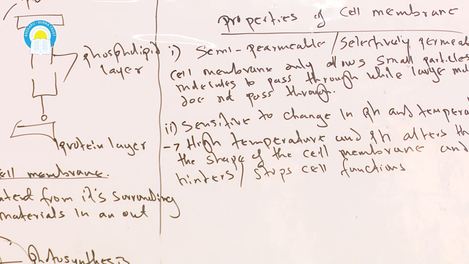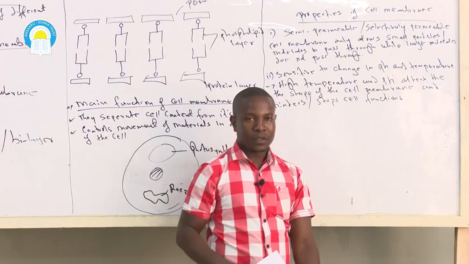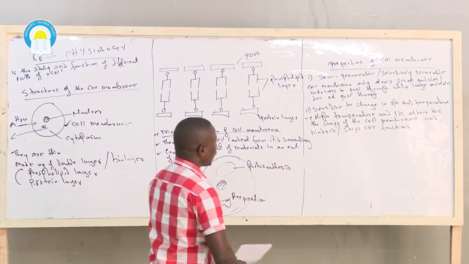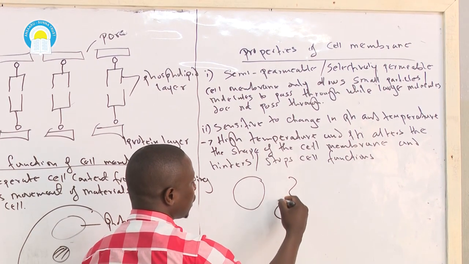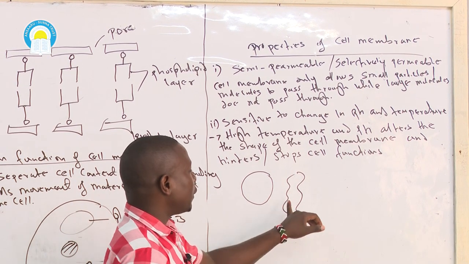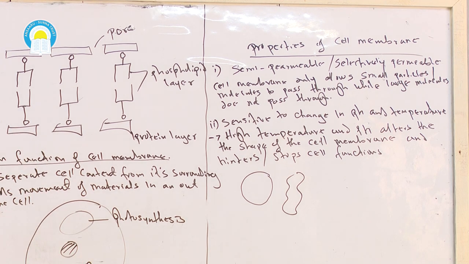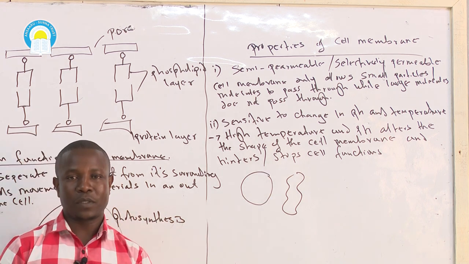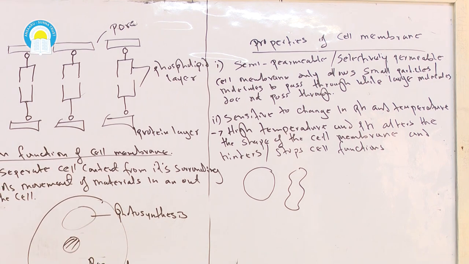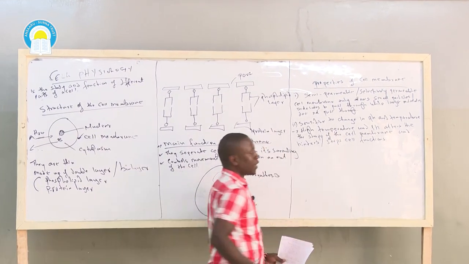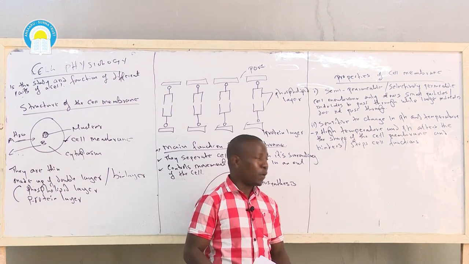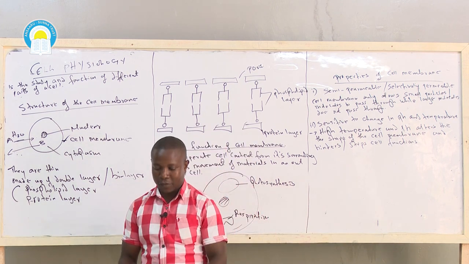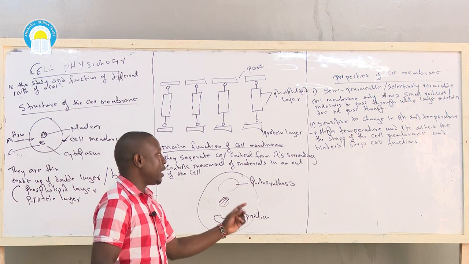When the cell membrane structure is deformed, it changes the shape. For example, if this is the actual shape of our cell membrane and you subject it to high temperature, it becomes flaccid or crenated. The functions of the cell membrane are going to be reduced, slowed down, or can even be stopped. When the cell membrane has stopped allowing water in and out of the cell, the physiological processes or reactions inside the cells are not going to take place. That's what we mean by sensitive to change in pH and temperature.